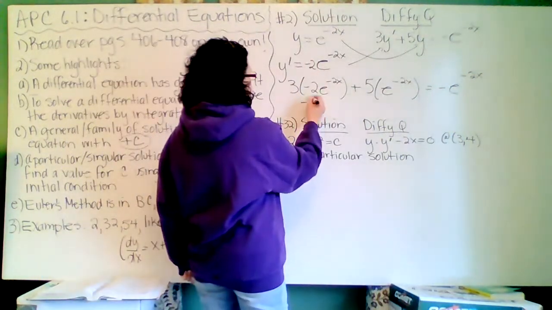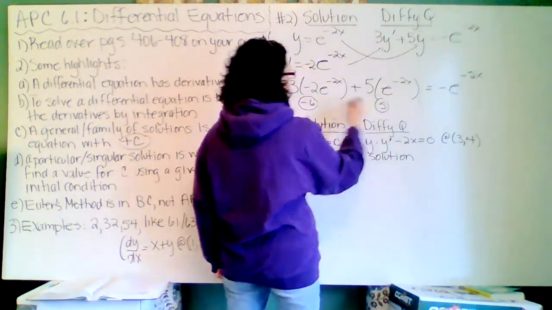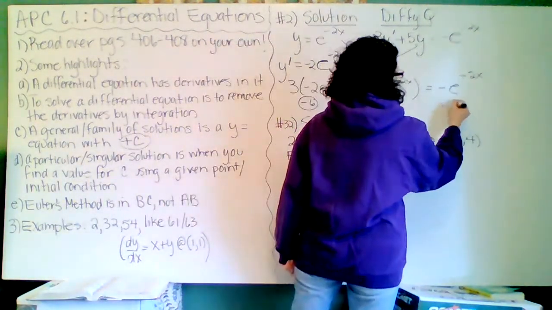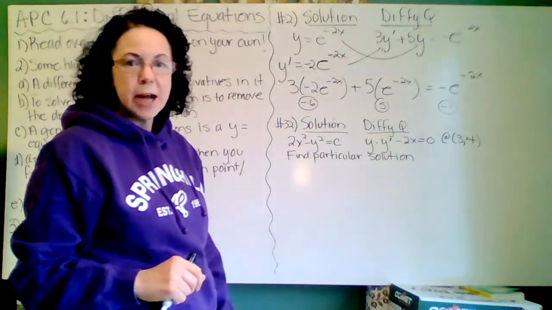You can see that's true. You have a negative 6 of e to the negative 2x here. You have 5 of them here. When you add them up, you have a negative 1 of those. And this is in fact true. And that was your only job.